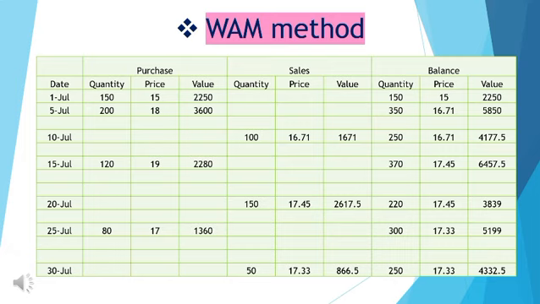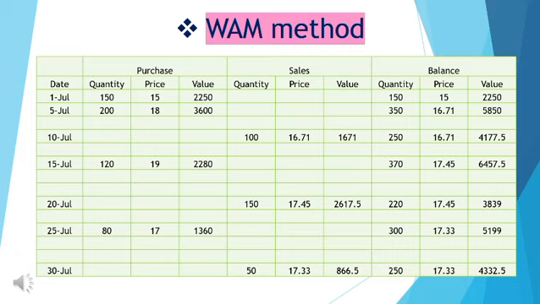Then on 10th of July, you sell 100 units. How can we calculate the price of these 100 units? The price is the average unit price, 16.71. The sale value is calculated the same as the previous value calculation: 100 units multiplied by 16.71 rupees. The value is 1671. Then the balance.